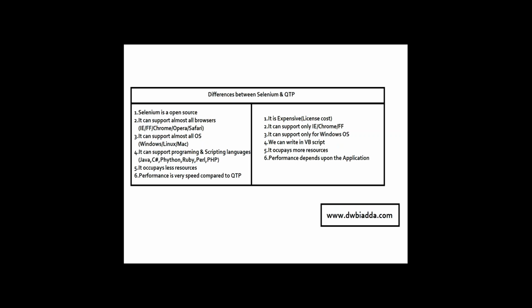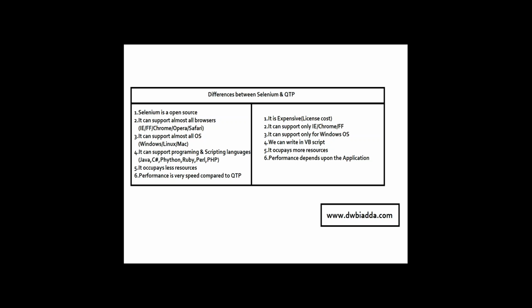So the first advantage of Selenium is that it is open source. That means it is not licensed; anyone can download and anyone can use it. Whereas QTP is an expensive tool. Expensive means we need to purchase it, so there will be a license cost. We need to pay some money to the company. That is the first difference.